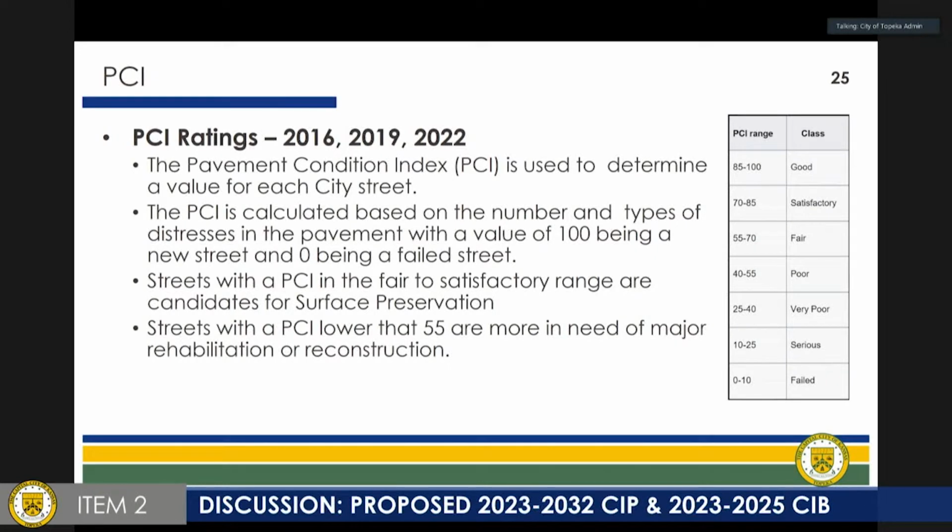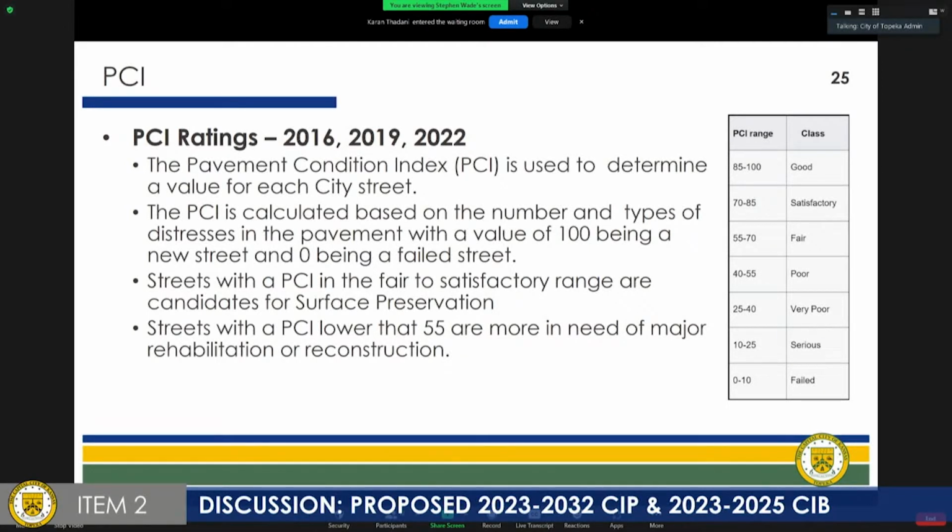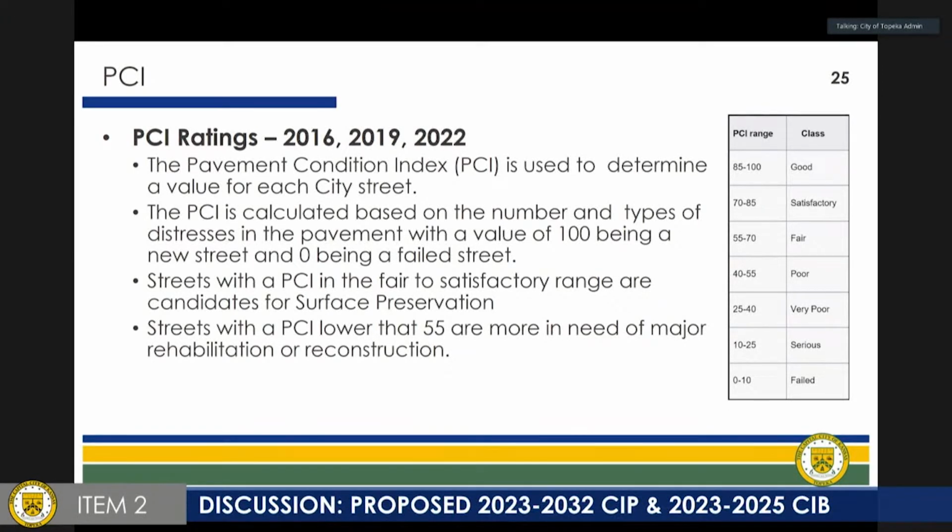This council has heard a fair amount of conversation about PCI ratings, Pavement Condition Index. We did a PCI scoring in 2016. We did it again in 2019. We're scheduled to do it later this year in '22. It is a 0 to 100 scale, 0 being a failed street, 100 being a new street. And so streets with a PCI lower than 55 are in need of major rehabilitation or reconstruction.